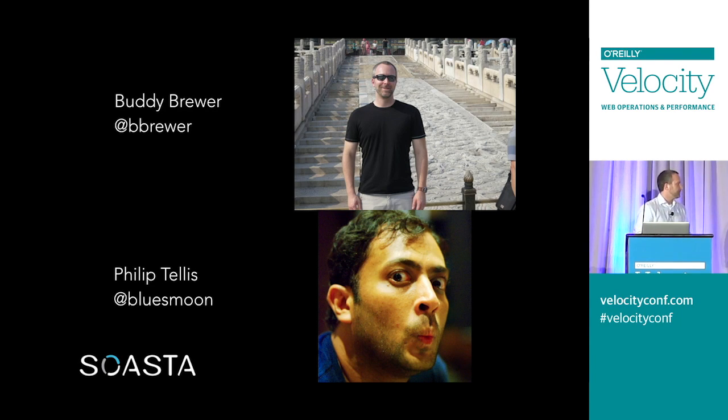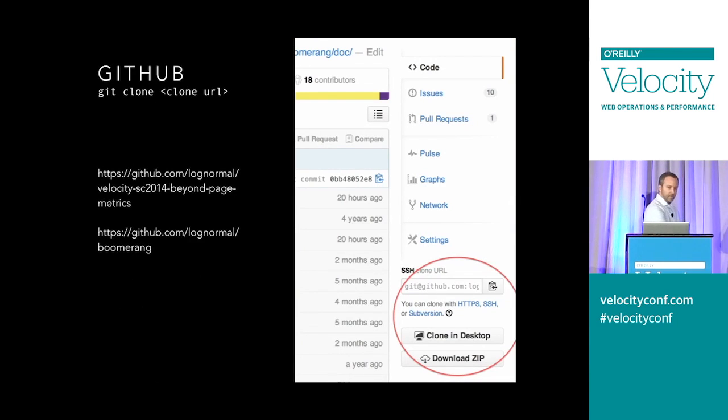Right. And my name's Philip. As Buddy said, I started LogNormal with him, based on Boomerang, and I worked on Boomerang when I was at Yahoo working with Steve. So I've got a bit of history in working with web performance. I've always been in the RUM field, unlike Buddy, who also worked in the synthetic field. So we kind of look at these problems from both ends and try and figure out the best kind of data to look at and how to present it to users.